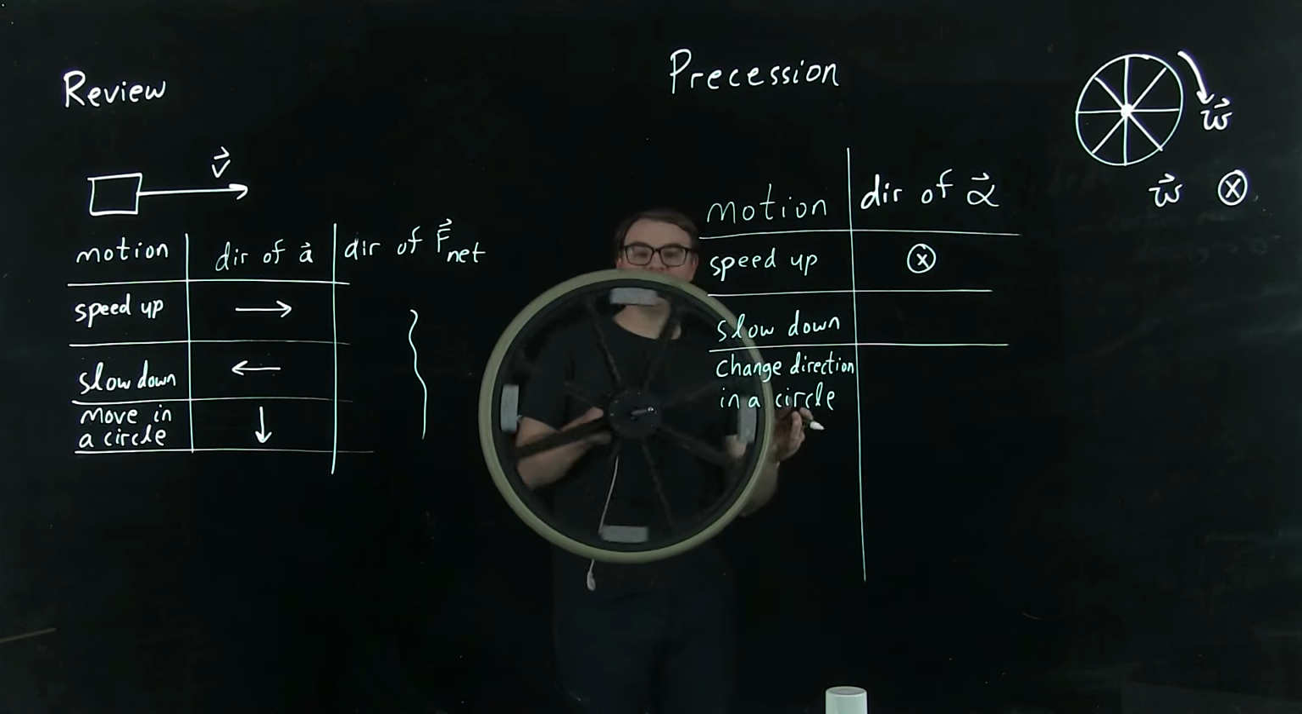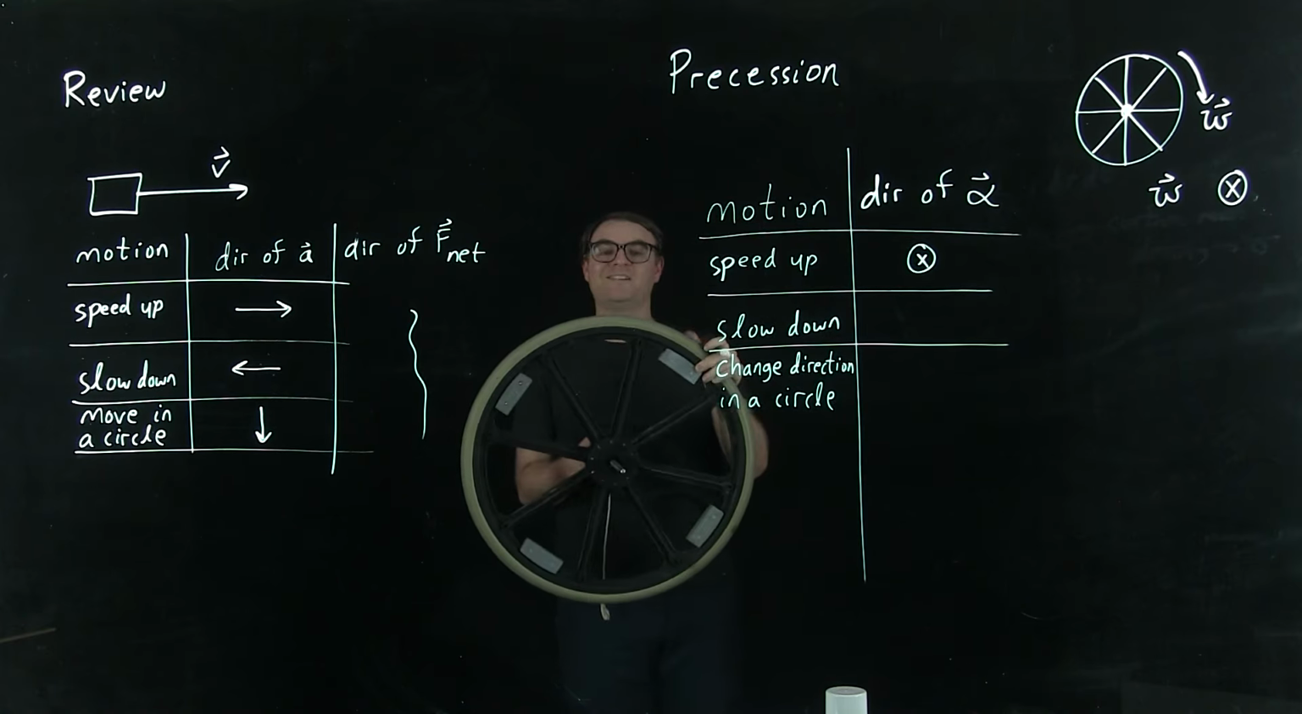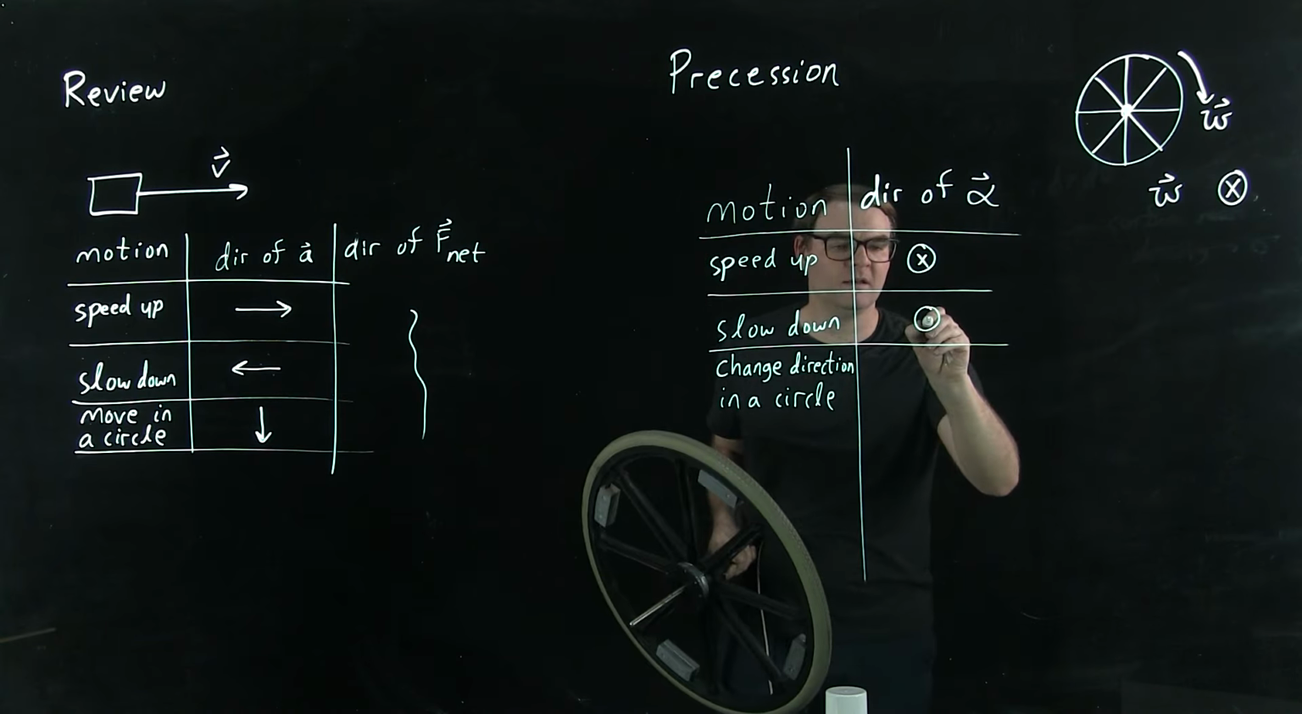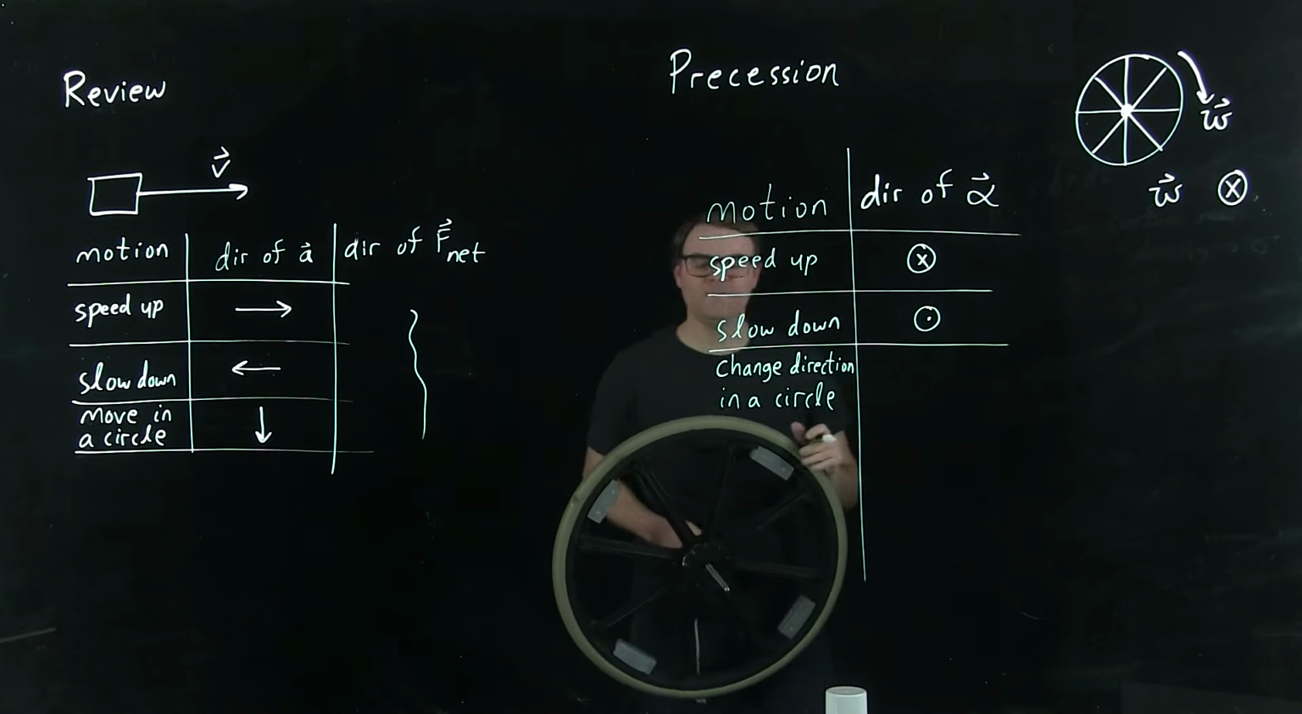On the other hand, if I wanted to slow it down, I need to have an angular acceleration that points backwards. So that would be out of the screen at me.